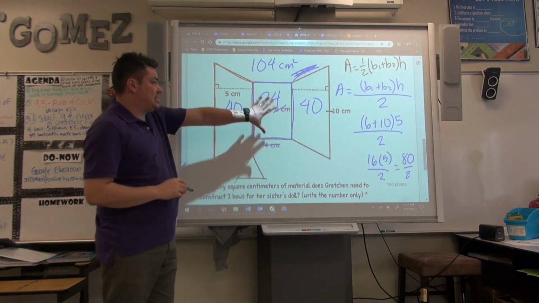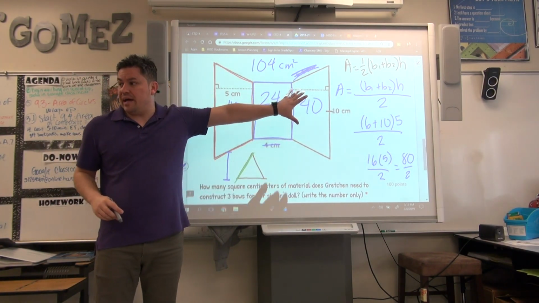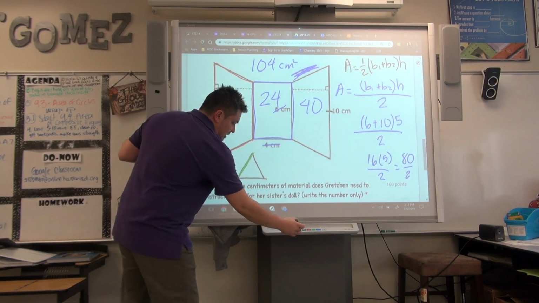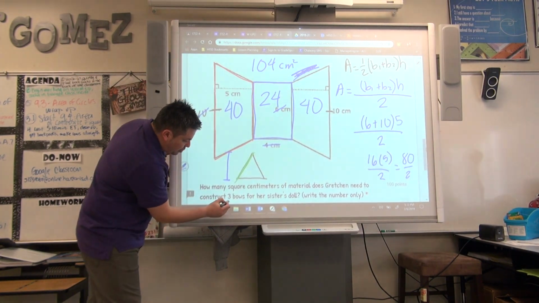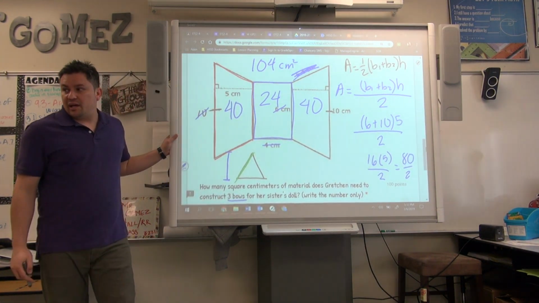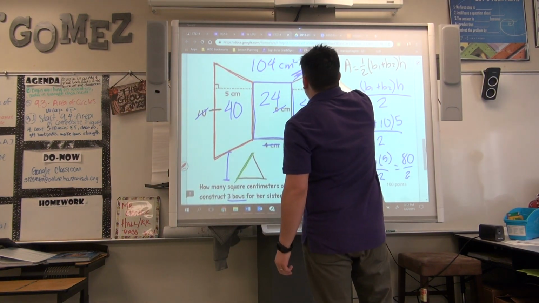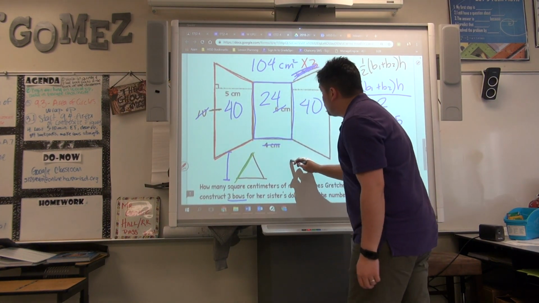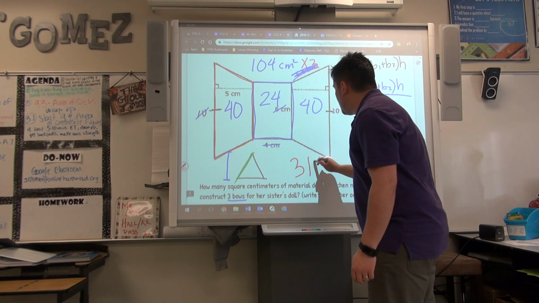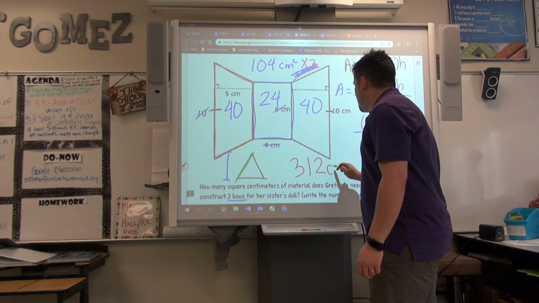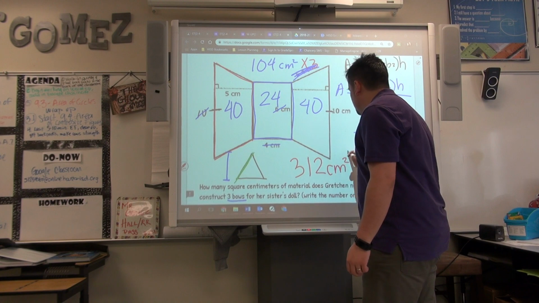Now, that's the area for this right here. Is that my answer? What did this question say? How many boats are we making? 3. So the last step will be to multiply times 3, and you get a total of 312 centimeters squared.